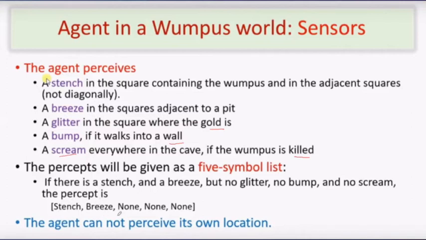So in that way we'll find out our percept. Okay, so with the help of these 5 symbols or these 5 tuples, the agent cannot perceive its own location. So this is a problem with the agent. Agent cannot find its location.